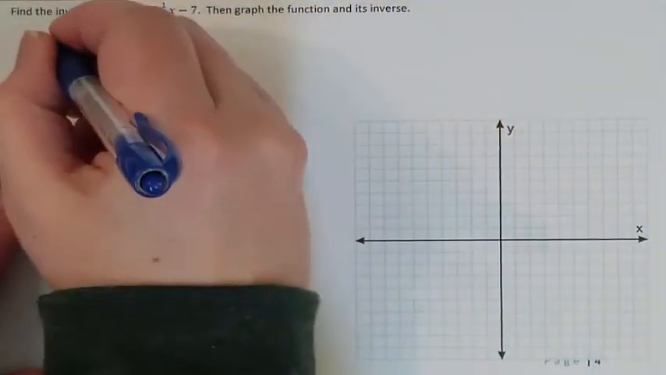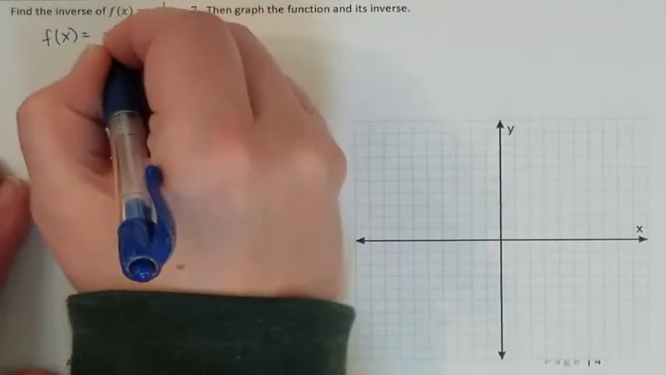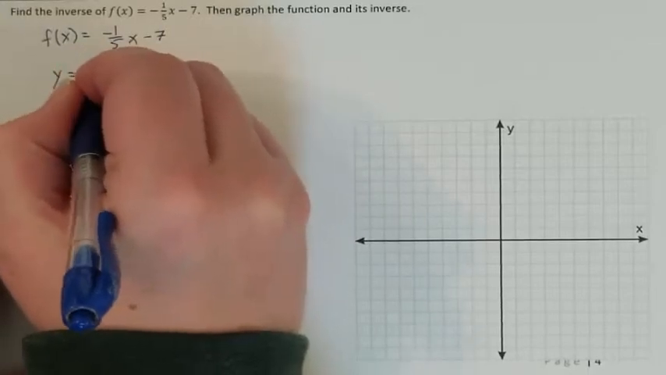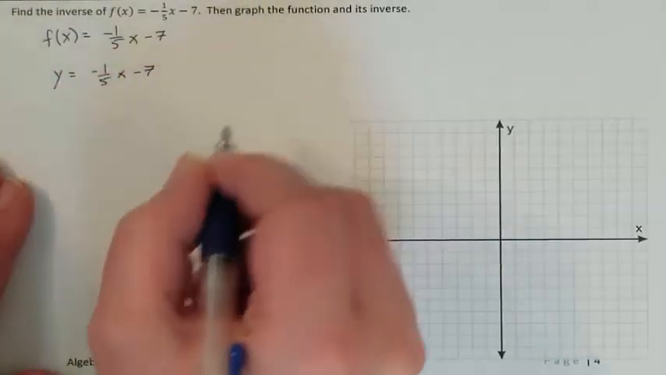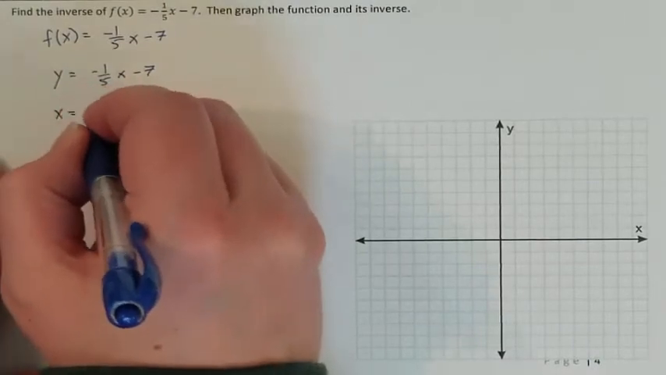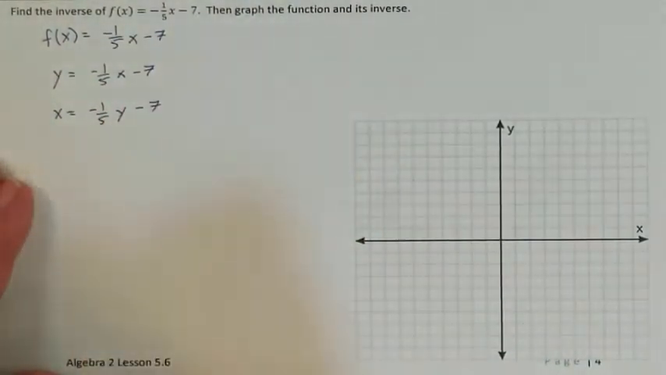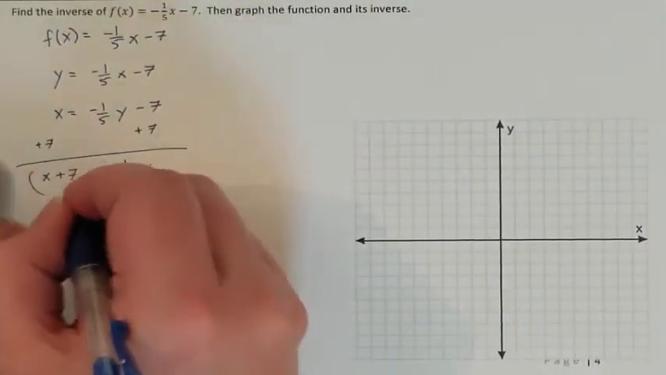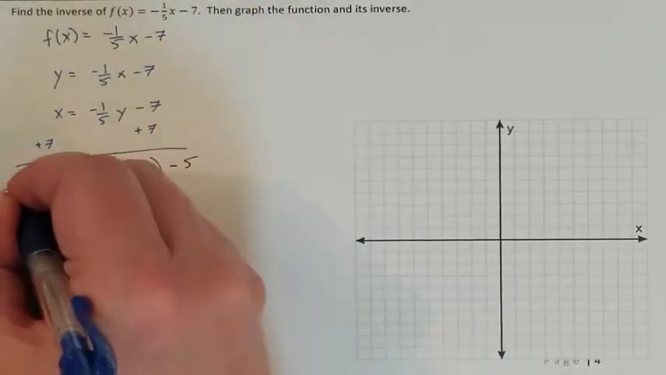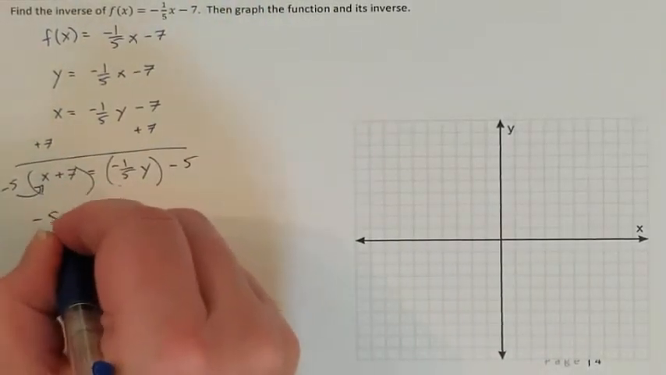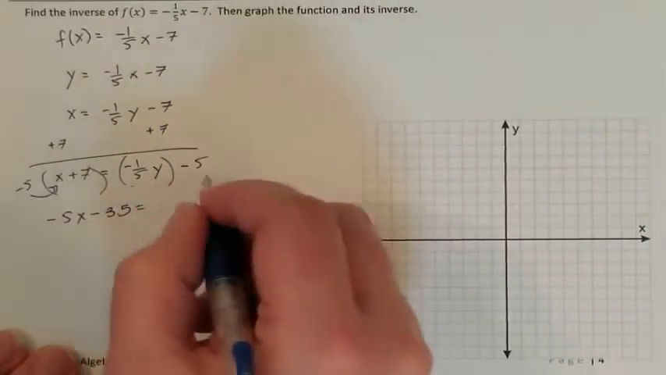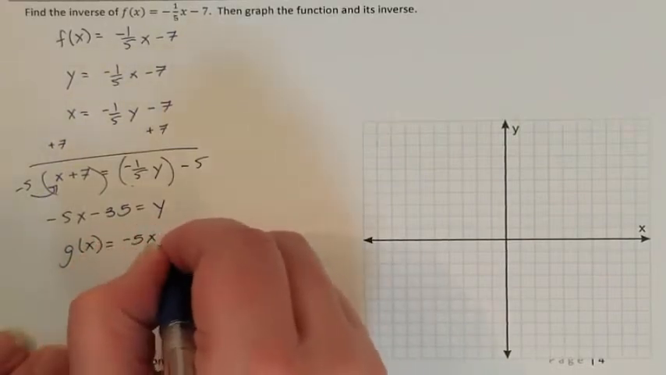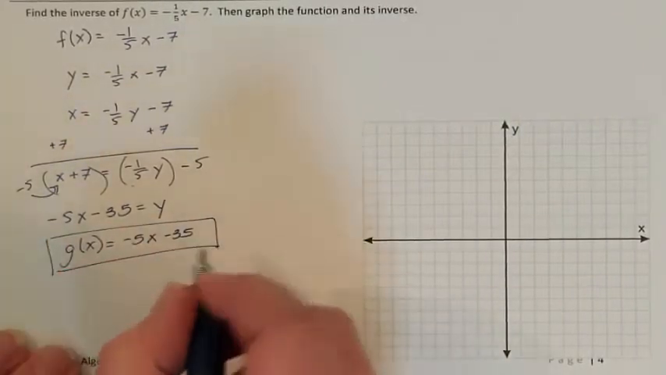Our last problem. I am given f of x to be -1/5 x minus 7. I need to replace the f of x with y so that I could then switch my x and my y's, and I could solve for y to find my inverse. So I'm going to add 7 to each side, and I'm going to multiply both sides by -5. So I have -5 times x, which is -5x, -5 times 7, equaling y. So g of x equals negative 5x minus 35 is my inverse.